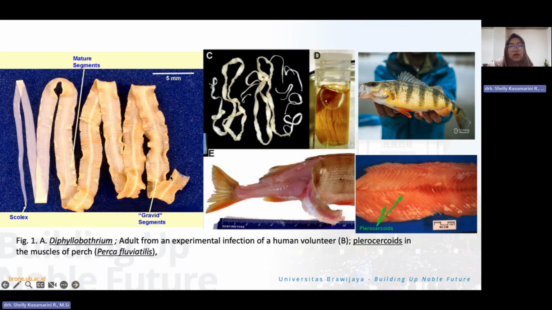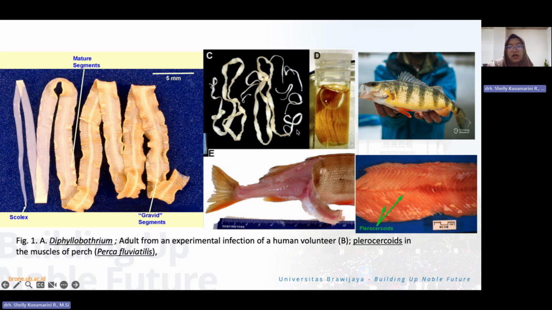And I want all of you to see the mature segment and the gravid segment of the cestoda, especially Diphyllobothrium. So from this picture, we can see the scolex, and this is the immature stage, followed by the mature stage, and in the posterior part, we can see the gravid segment.